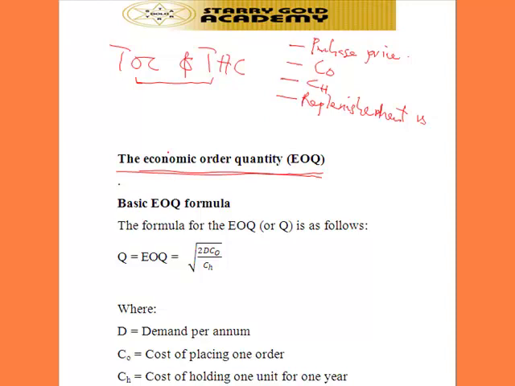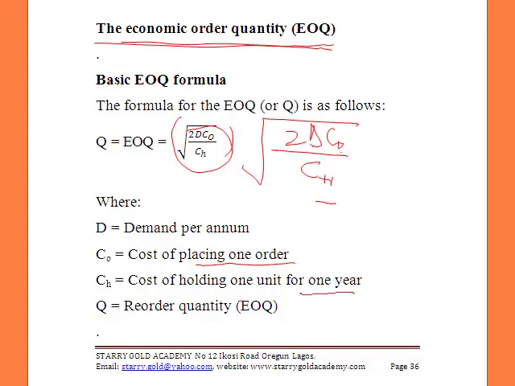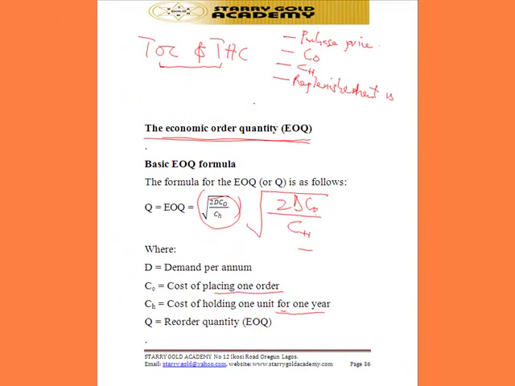Now the EOQ is calculated using this formula: the square root of 2DCO over CH. D is the annual demand or demand per annum. CO is the cost of placing an order. CH is the carrying cost per unit per annum. And so Q is the reorder quantity, the EOQ. So take note of that.